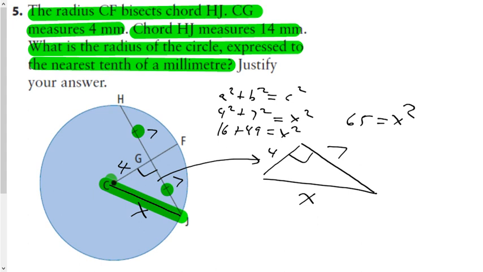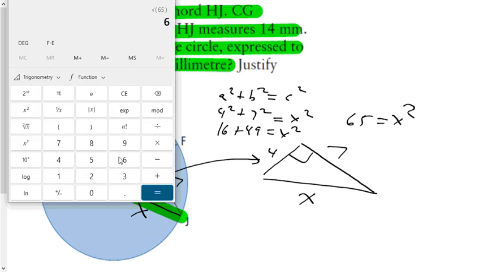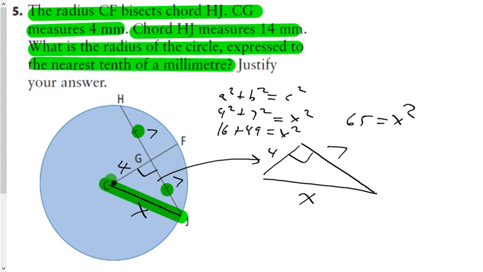Now, if I square root both sides, a lot of you are going to jump to the calculator right away, but don't. Because what is the square root of 64? 8. So we know that the square root of 65 must be slightly more than 8. A best guess without grabbing a calculator would be 8.1. But we'll check our answer. What is the square root of 65? 8.06, which rounds up to be 8.1. So therefore, the length of x is 8.1, and therefore the length of chord CJ is 8.1 millimeters.